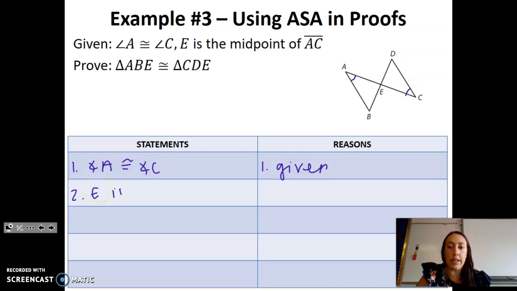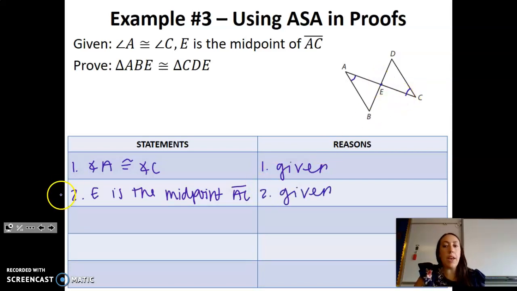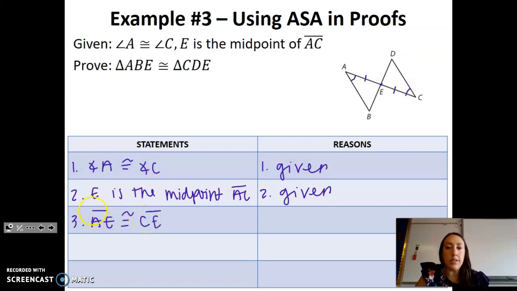Step 2, we're told E is the midpoint of AC. Okay, so E is the midpoint of AC. That was also given. So let's go ahead and use this second piece of information. If E is the midpoint of AC, I know that these two segments are equal to one another. I know the segment from A to E is congruent to the segment from C to E just because of the definition of what a midpoint is. If it's the midpoint, it splits it into 2 equal parts.